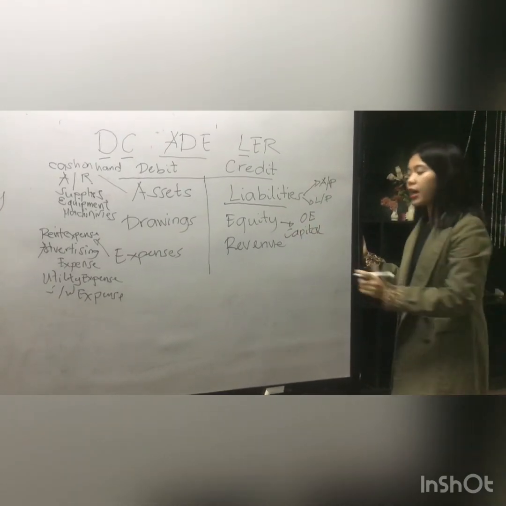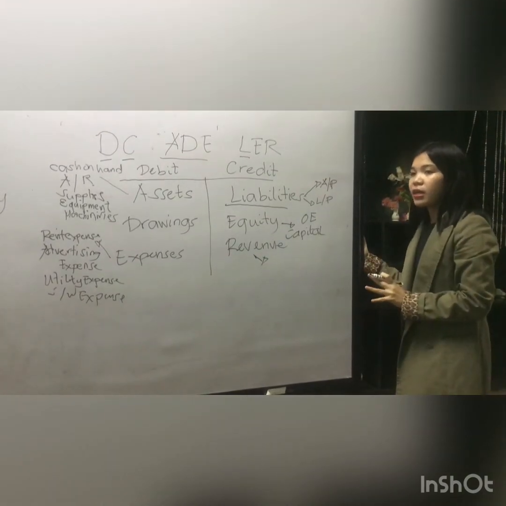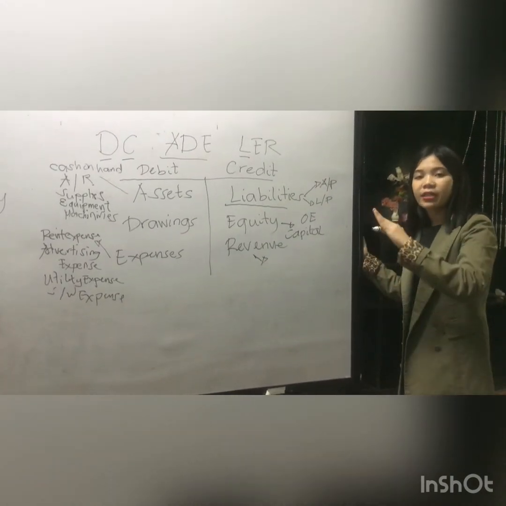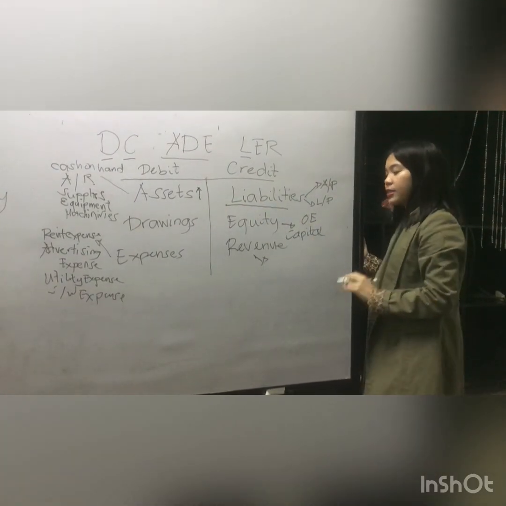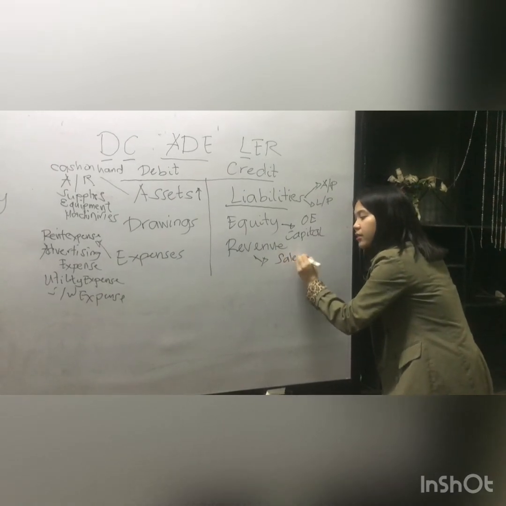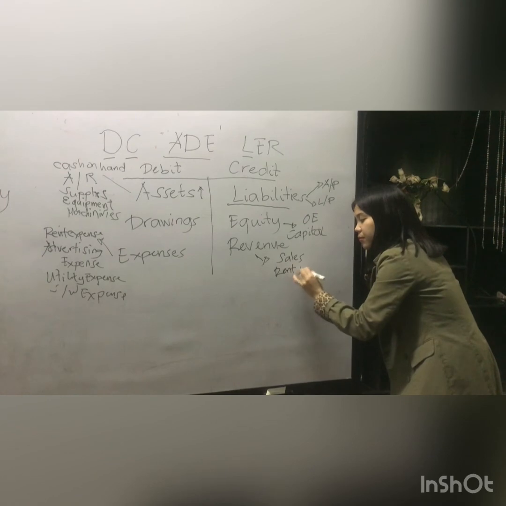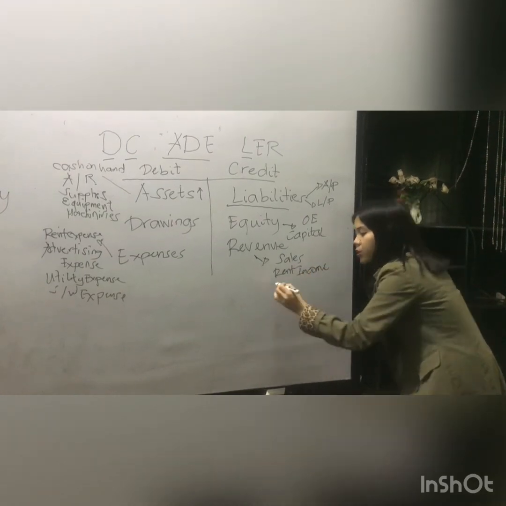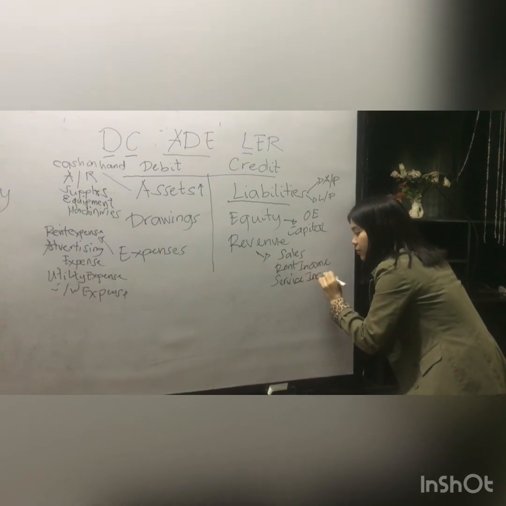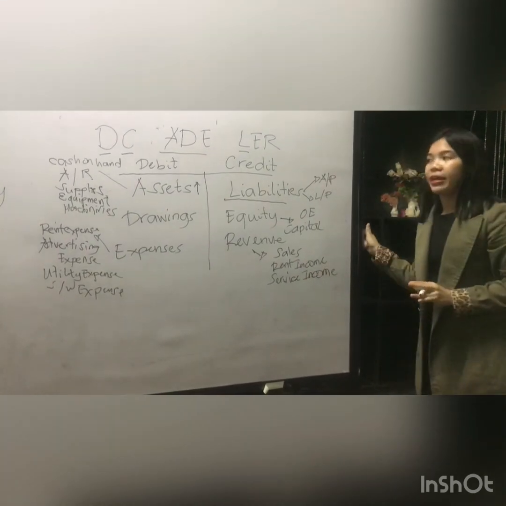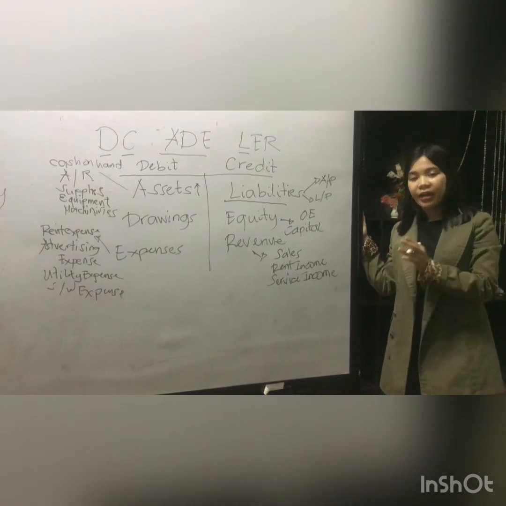Next one is the revenue. We have here the revenue. That means everything that increases your asset. We have here the sales. We have also the rent income. We have also the service income. Those would be the examples of your T account. It talks about the debit and the credit.